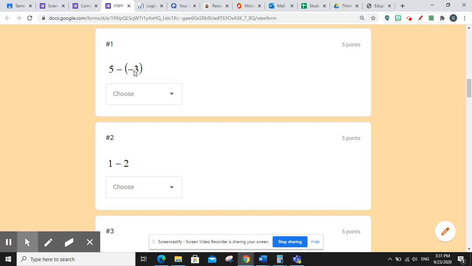5 minus negative 3. What I would do here is my keep, change, change. So keep the 5, change the subtraction to a positive, and change the negative to a positive. So this would be the same thing as 5 plus 3. And what is 5 plus 3? 8. So you would go in and choose your answer.